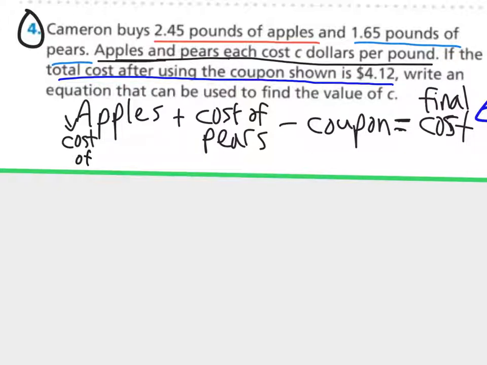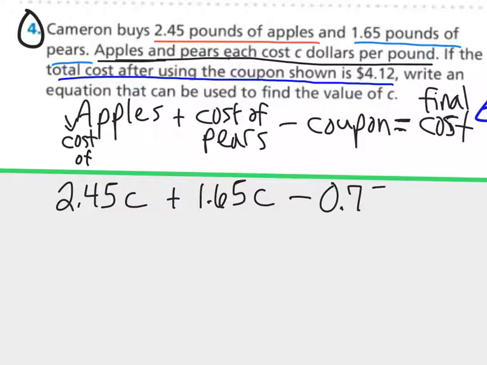So for the apples, we bought 2.45 pounds, and it costs C dollars per pound. So this many pounds times however much it costs per pound. The pears, we have 1.65 pounds. Happens to be the same cost. Kind of unusual that they would have the same cost per pound, but they're making things a little simpler for us here. And then minus our coupon for 75 cents. And then our final cost is $4.12.